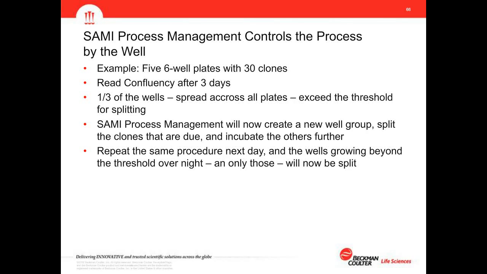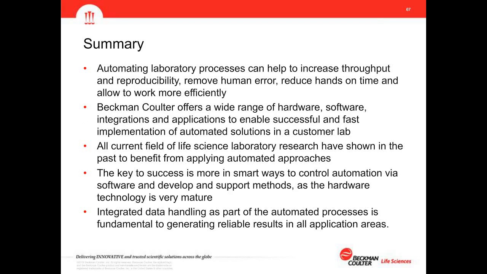You have, for example, 5 6-well plates with 30 different clones. You read the confluency after 3 days. 1/3 of the wells spread across all these plates do exceed a threshold that you have defined for splitting. SAMI process management will now create a new well group, split the clones that are due, and incubate the others further. You will repeat the same procedure the next day, and the wells that are growing beyond the threshold overnight, and only those, will now be split.